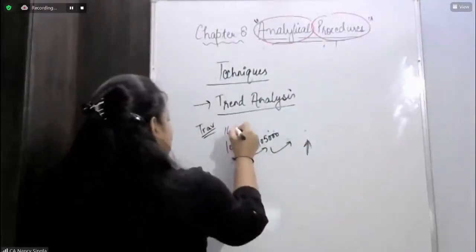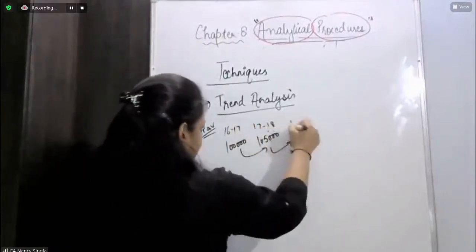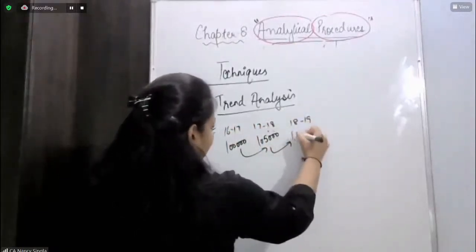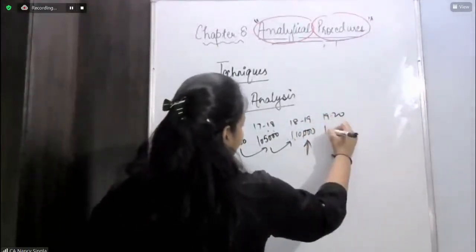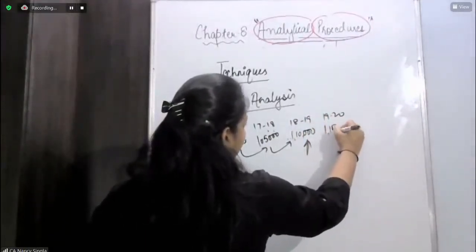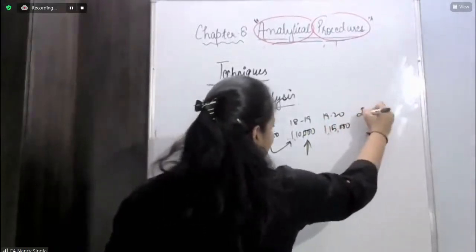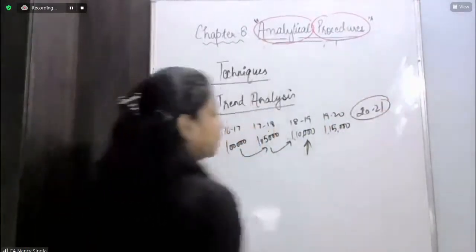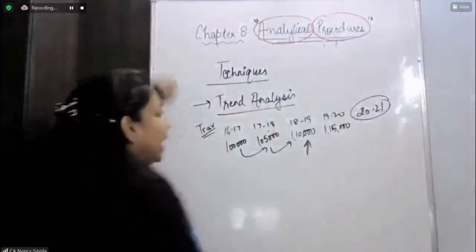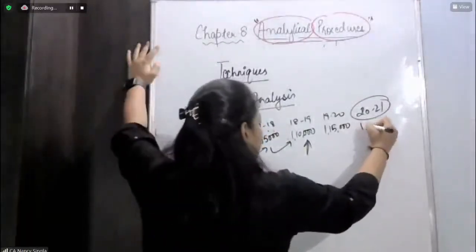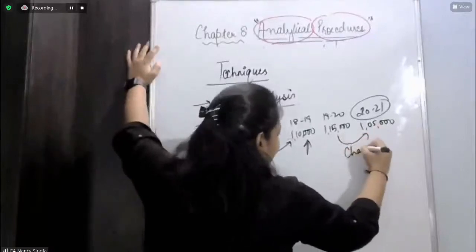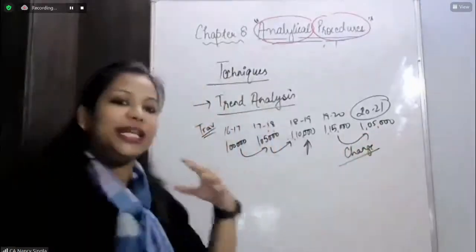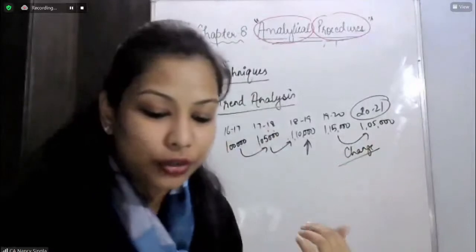Suppose this is 16, 17, 17, 18, 18, 19. It was say 1,10,000. And 19, 20 is again say 1,15,000. And this is my year of audit. Now here I saw that it is 5,000. So there is a change in the trend now. So change in the trend hai, so what will auditor do?